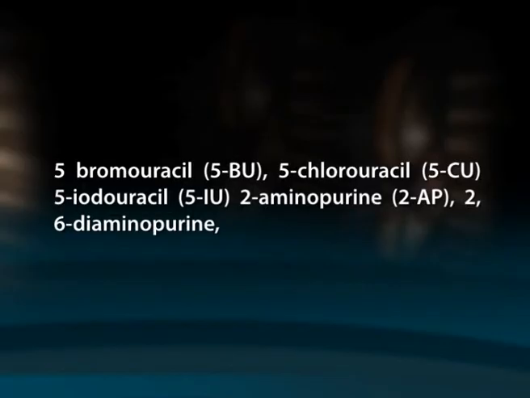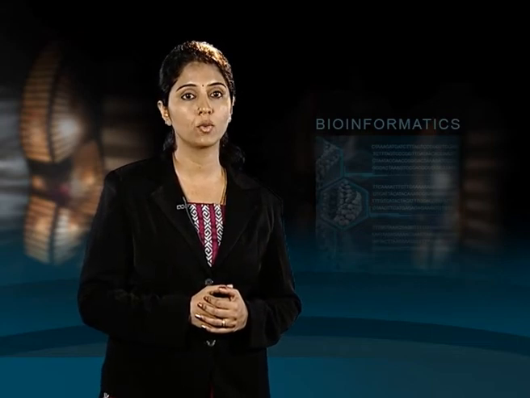They are the derivatives of normal bases, so they can be used to replace the normal bases in the DNA for producing transitional substitution mutations. Artificially synthesized base analogues are 5-bromouracil, 5-chlorouracil, 5-iodouracil, 2-aminopurine, 2,6-diaminopurine, etc. Of these, 5-bromouracil and 2-aminopurine are the most commonly used ones.